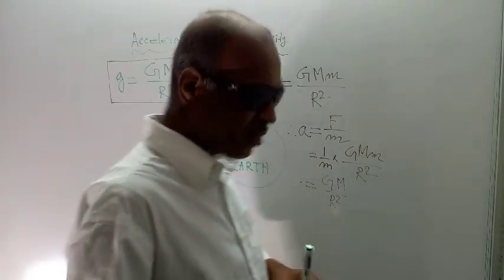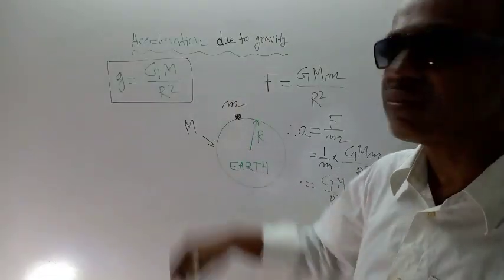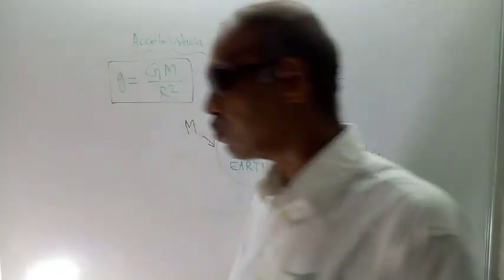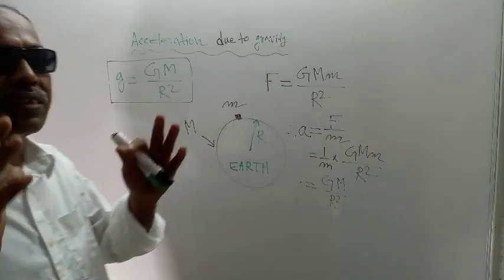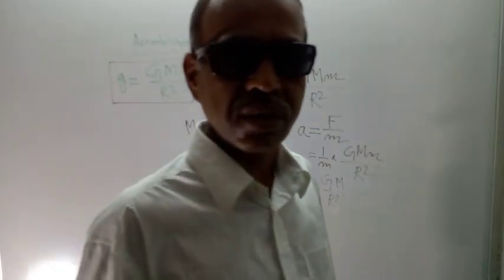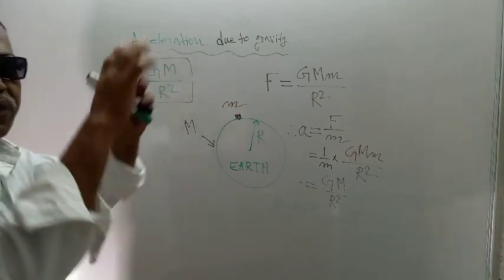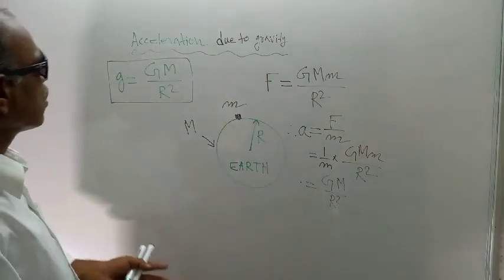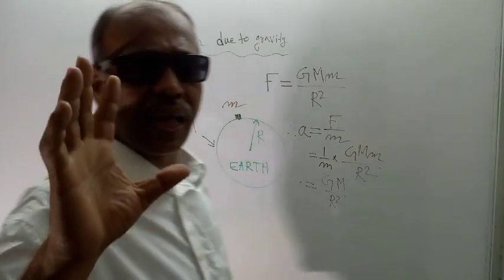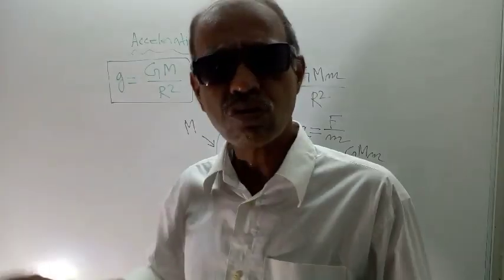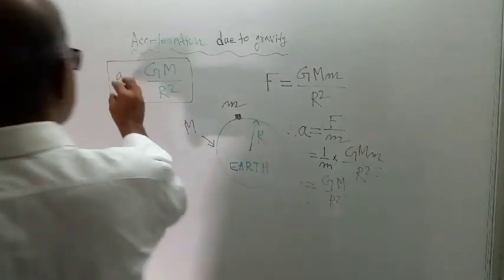You can see that in the right hand side expression of the acceleration due to gravity, mass is not present. The mass of the small object is not present. That means acceleration due to gravity is independent of the mass of that object. Acceleration due to gravity depends only upon the mass of the Earth and the radius of the Earth and nothing else. And capital G is a universal constant, so that will not change anywhere in the universe.